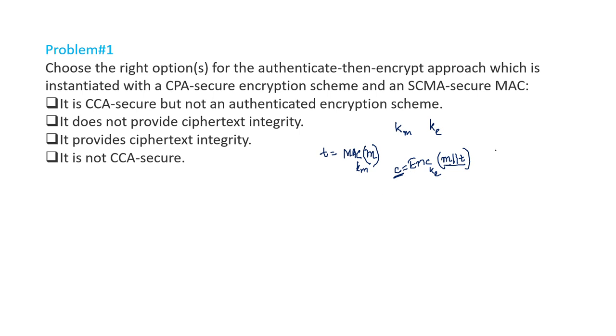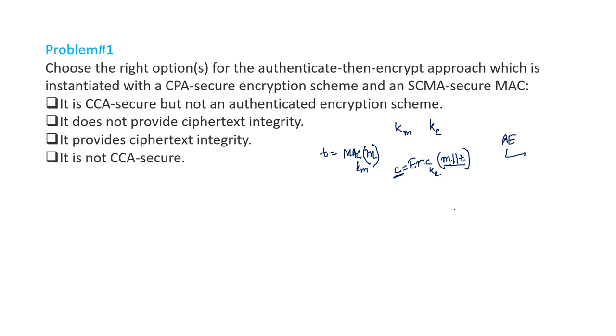Now, as you know, for an authenticated encryption scheme, it is required that the encryption should be CCA secure. But here you are using a CPA secure encryption scheme at the final phase. So it may be the case that the encryption scheme that you are using is CPA secure but not CCA secure. In that case, your authenticate then encrypt approach will fail to give the authenticated encryption scheme.